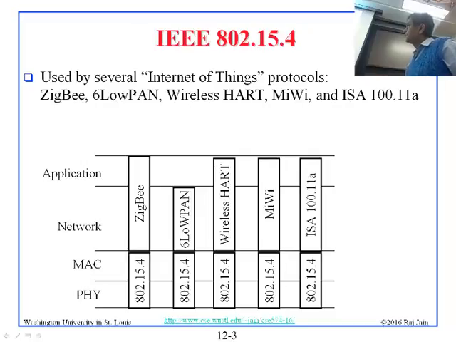So 15.4 is used by Zigbee, 6LoWPAN, WirelessHART, MiWi, and ISA 100.11a. If you go to buy a product, you will never hear 15.4, you will hear one of these other names, because that is how they are sold in the market. The most popular of these is Zigbee, which we will discuss in the next lecture. So we're just going to finish 15.4 here.